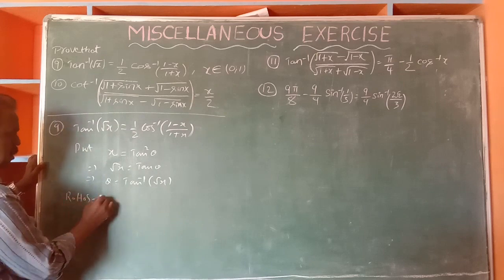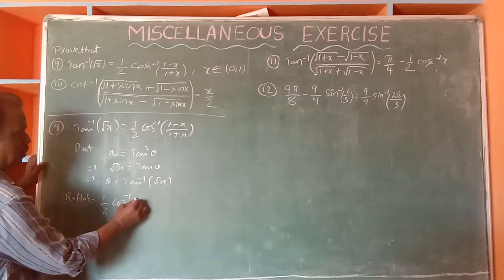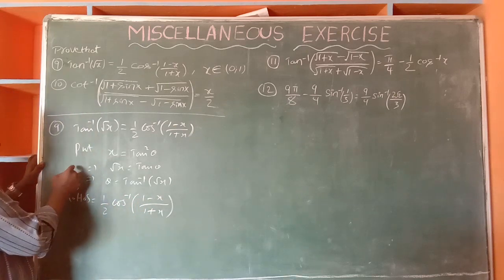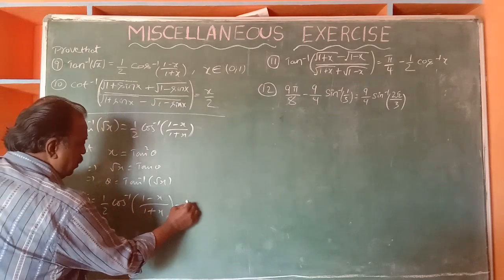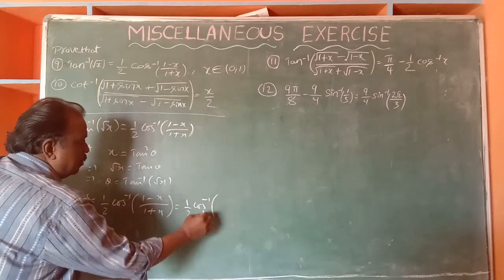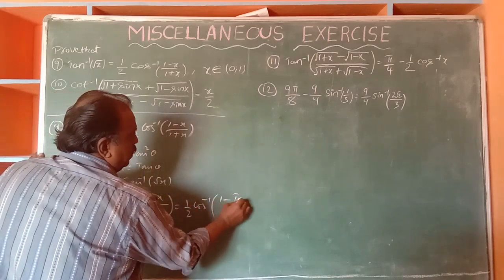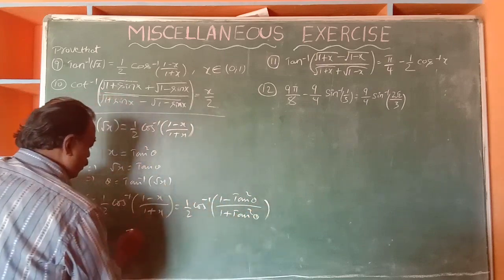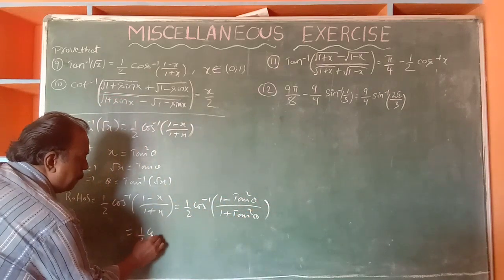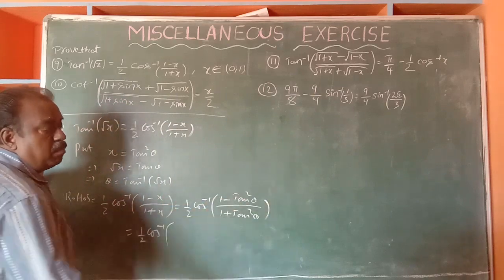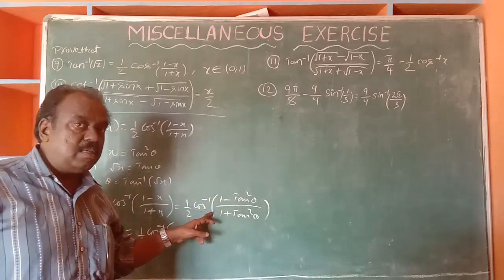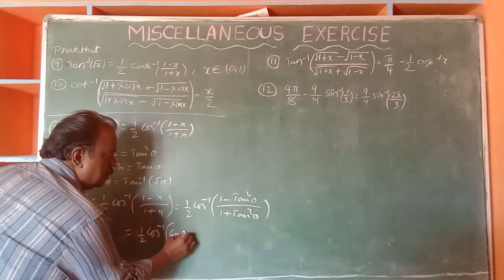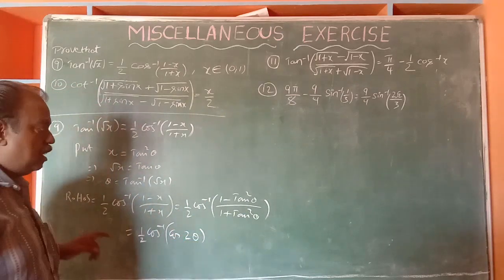What is RHS? 1 by 2 cos inverse of 1 minus x by 1 plus x. This assumption must be there. It is nothing but 1 by 2 cos inverse of 1 minus tan square theta by 1 plus tan square theta. Okay, now 1 minus tan square theta by 1 plus tan square theta is nothing but cos 2 theta. A formula is there in the compound angle. Cos 2 theta.